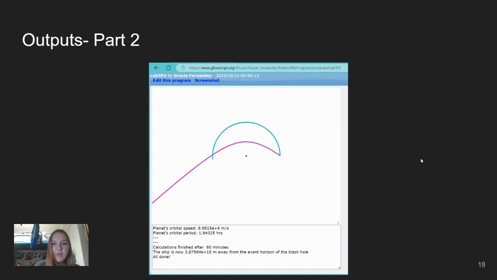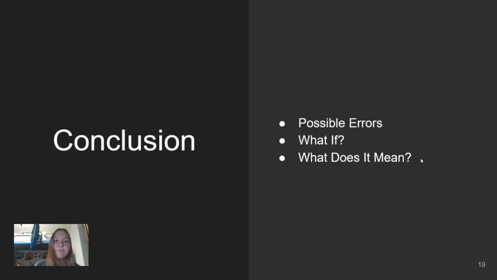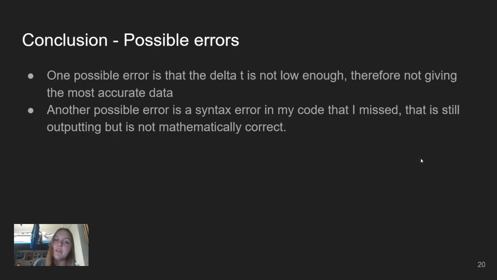Part 2. In conclusion: the possible errors, what ifs, and what does it mean? One possible area of error is that the delta t is not low enough, therefore it does not give me the most accurate data. Another possible area is that I missed a syntax error in my code and it was outputting, however, it was not mathematically correct.